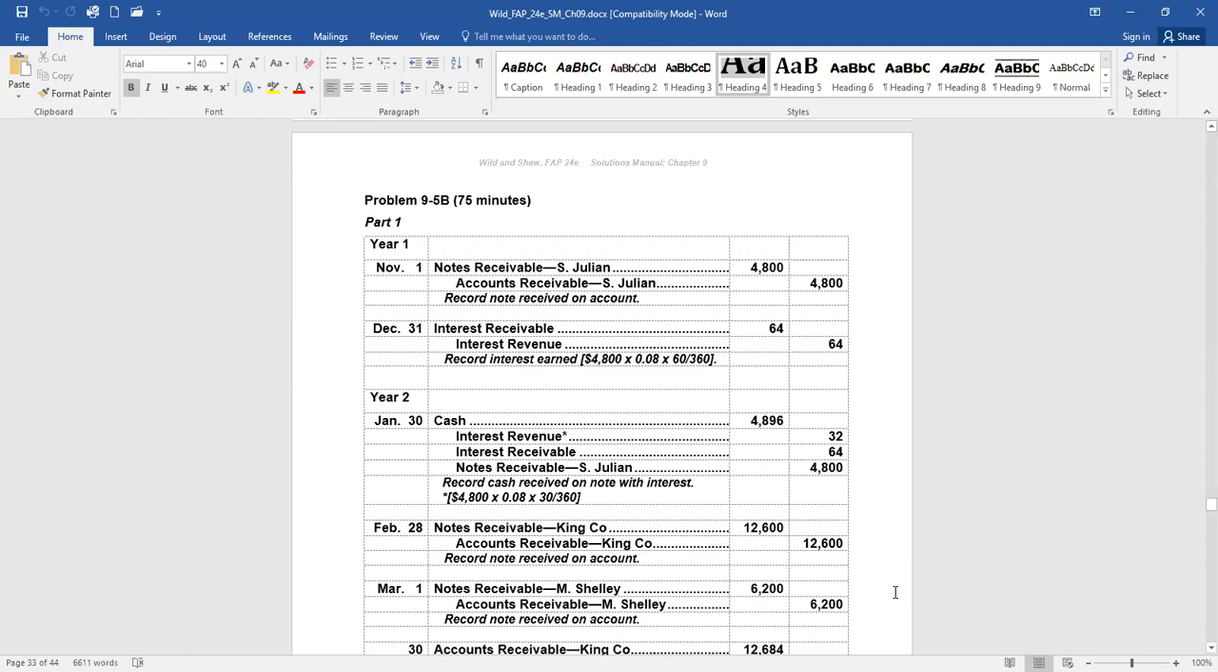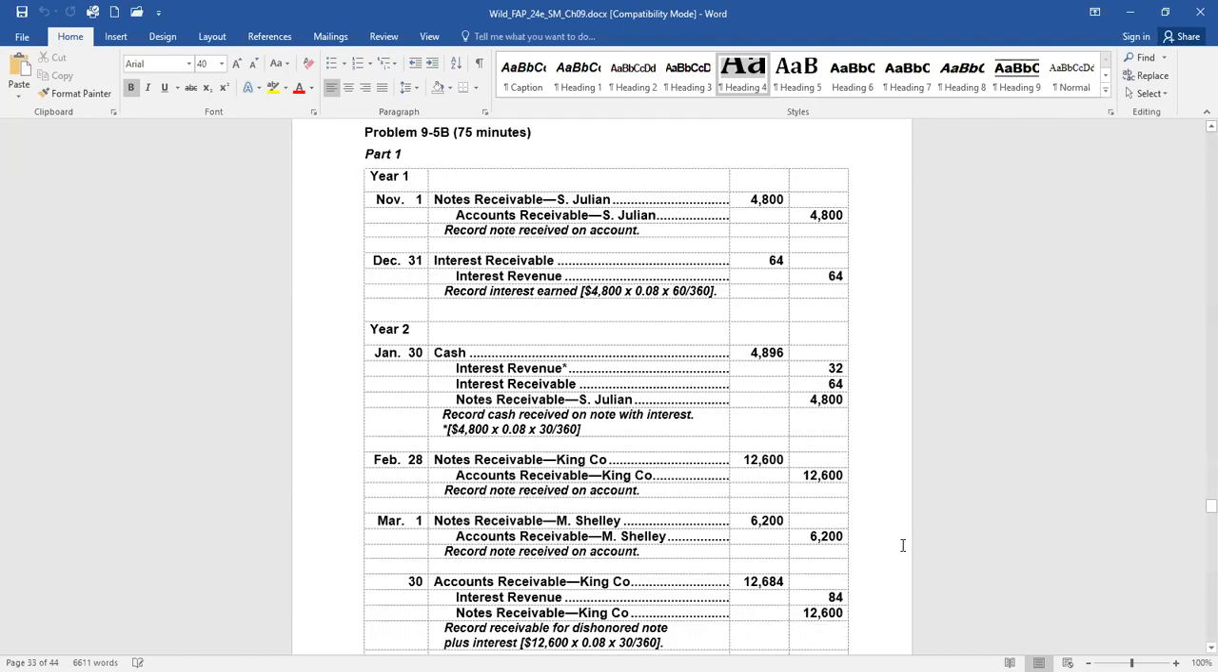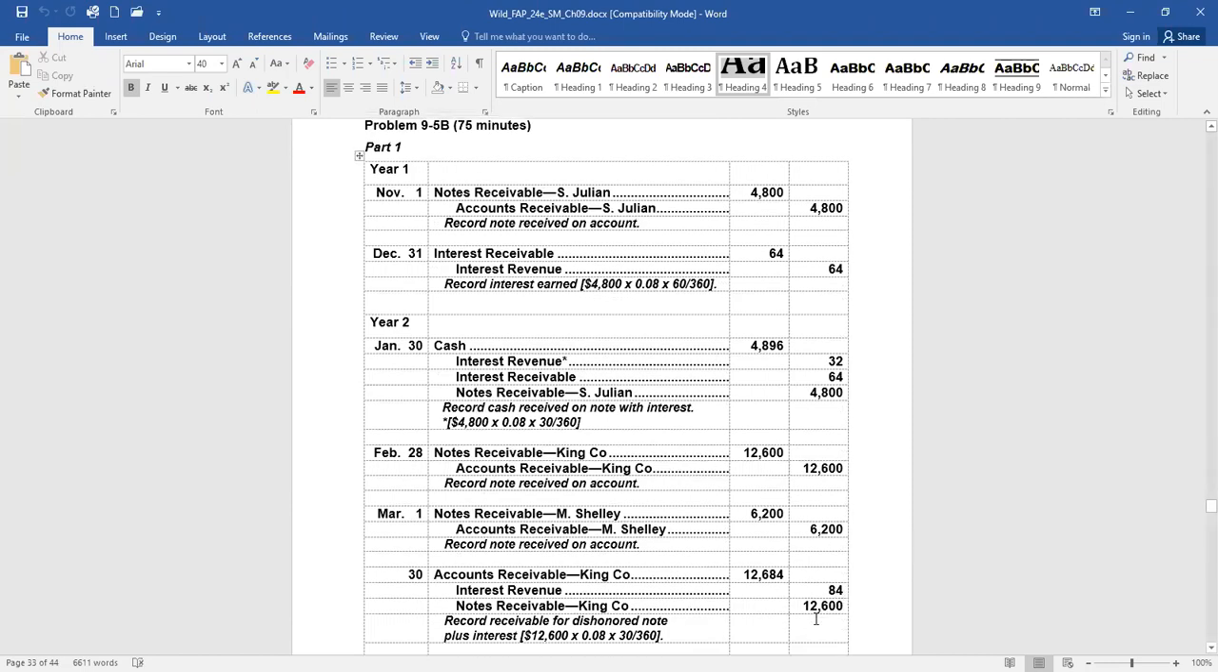On March 30th, King Company dishonored their note. So February 28th was when King Company converted their account to a note. They were supposed to pay that amount plus interest at 8% within 30 days. Well, let's calculate how much interest should have been accrued. 12,600 times 8%, 0.08, times 30 over 360, $84. We will show that $84 as interest revenue and credit the note receivable.